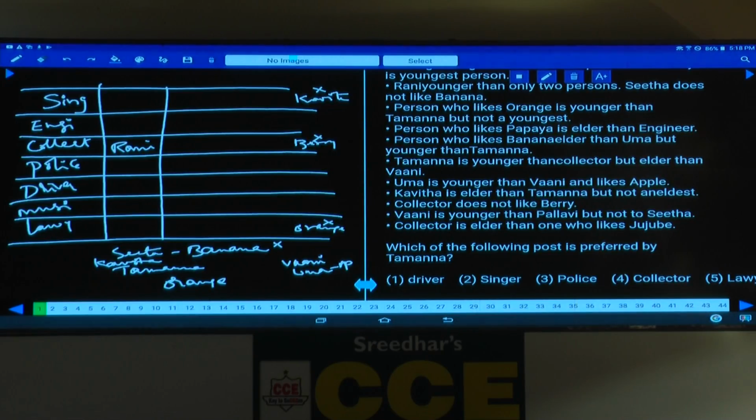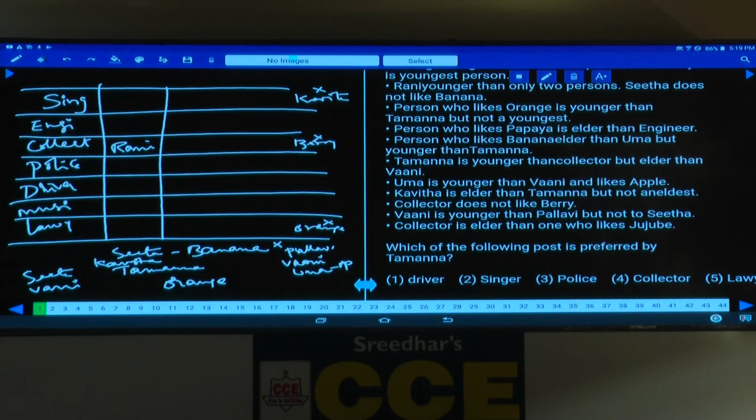And Vani is younger than Pallavi. This Vani is younger than whom? Vani is younger than Pallavi, but not younger than Sita. Hence Vani is elder than Sita. Vani is elder than Sita.